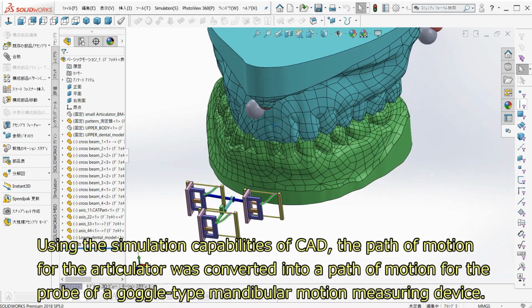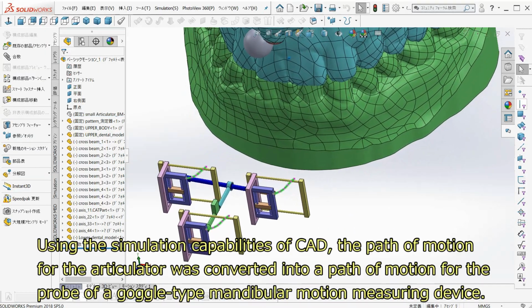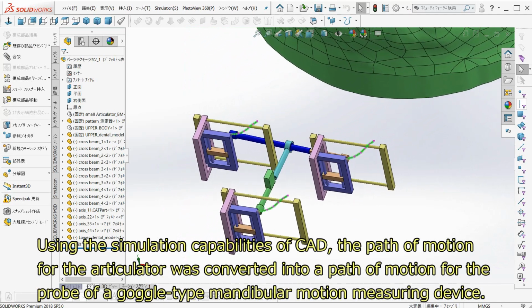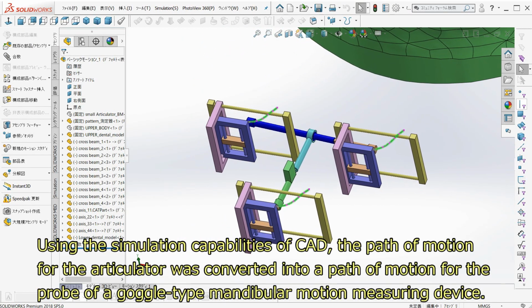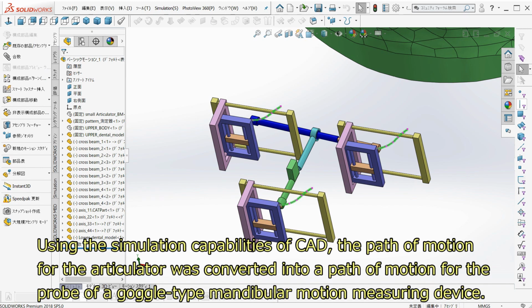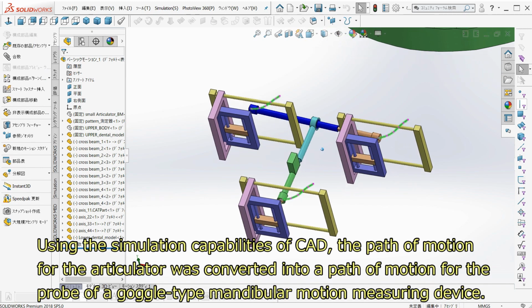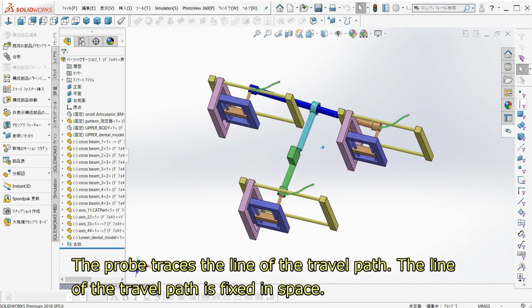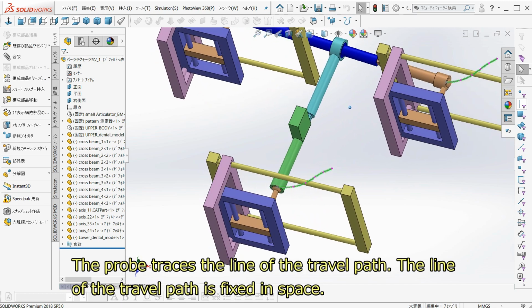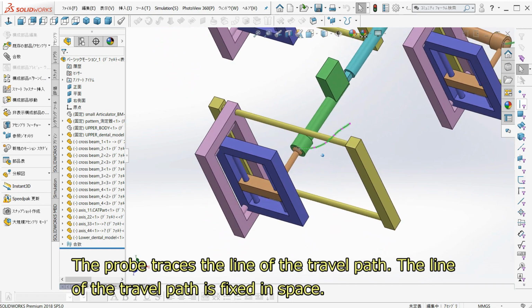Using the simulation capabilities of CAD, the path of motion for the articulator was converted into a path of motion for the probe of a goggle-type mandibular motion measuring device. The probe traces the line of the travel path. The line of the travel path is fixed in space.